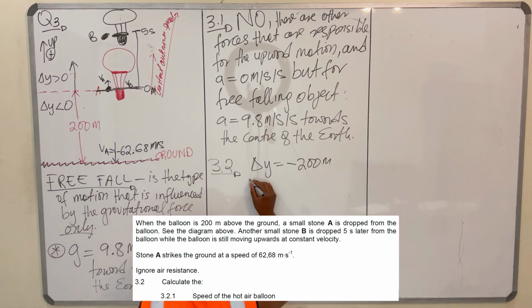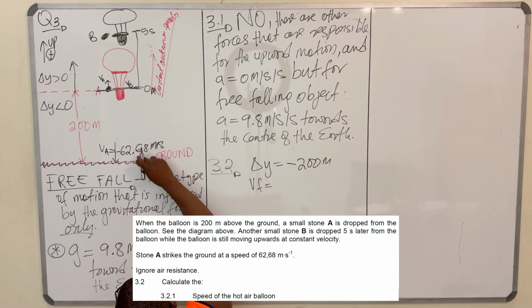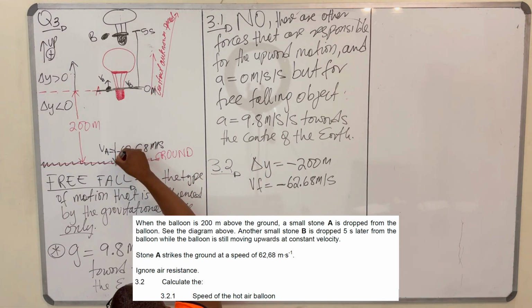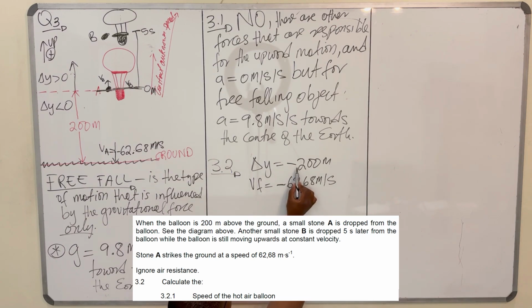You are given the final velocity of the ball. What is the final velocity of the ball? The velocity at which our ball hit the ground, which is minus 62.68 meters per second. It's negative because it's going downwards. It was a downward velocity, below our starting point. So what else are we given? Nothing much. What we want is the initial velocity.